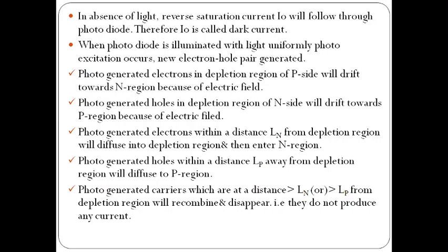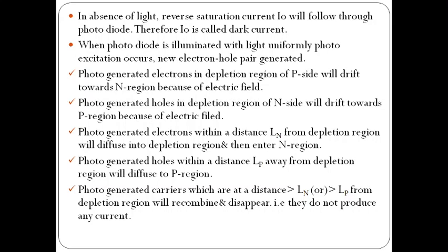the covalent bonds in the P and N type material break, and it creates a new electron and hole pair. Yes, so these photo-generated electrons in the depletion region of the p side will drift towards the n region because of the electric field. Why? Because it is in reverse bias. In reverse bias, it has a large depletion width, with immobile charge carriers, positive ions and negative ions. So it offers a large electric field.